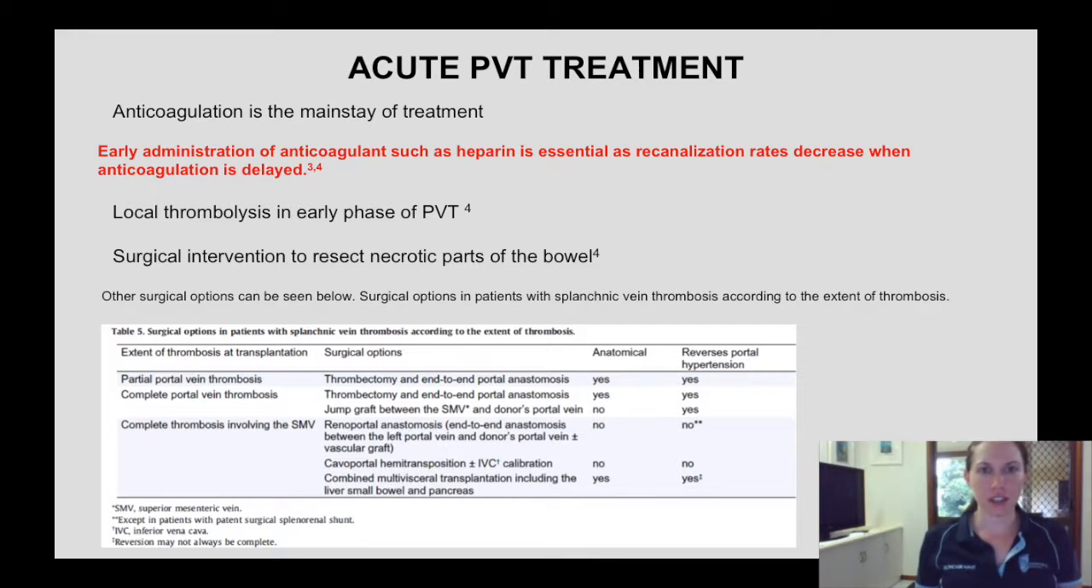Apart from anticoagulation, several other treatment modalities have also been employed to achieve recanalization of the obstructed portal vein, such as the use of local thrombolysis in the early phase of PVT. Furthermore, if apart from the portal vein, the splenic and mesenteric veins are also obstructed, there is a substantial risk of intestinal ischemia and subsequent bowel infarction. This is the most severe complication of acute portal vein thrombosis and often requires immediate surgical intervention to resect necrotic parts of the bowel. If left untreated, bowel ischemia can lead to major complications such as intestinal perforation, shock, multi-organ failure, and even death.